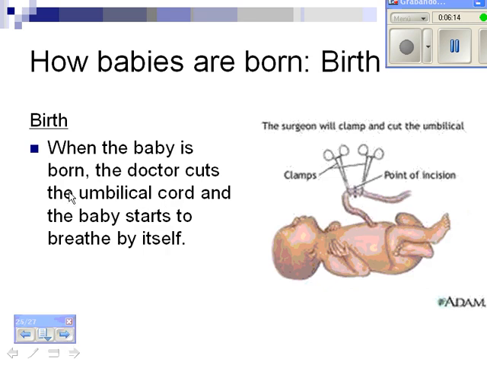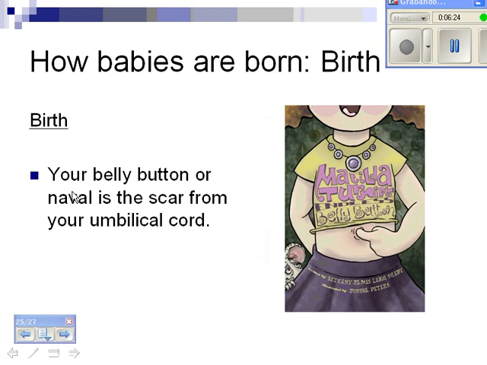When the baby is born, the doctor cuts the umbilical cord and the baby starts to breathe by itself. So you cut the umbilical cord here. And your belly button or navel is the scar from your umbilical cord. Belly button.